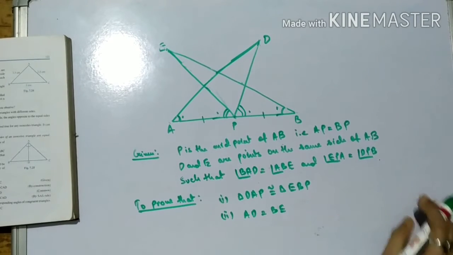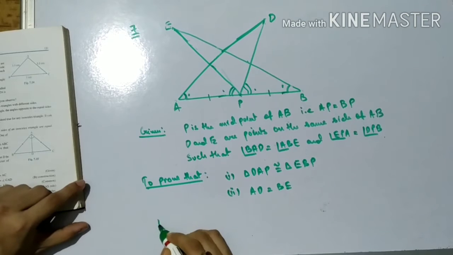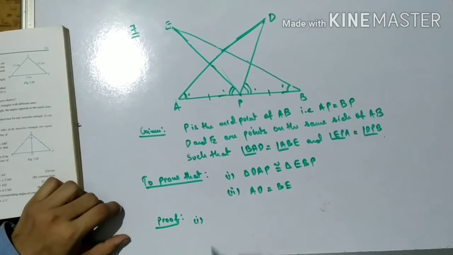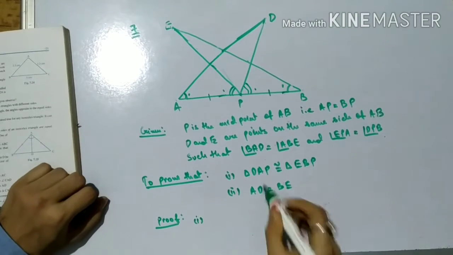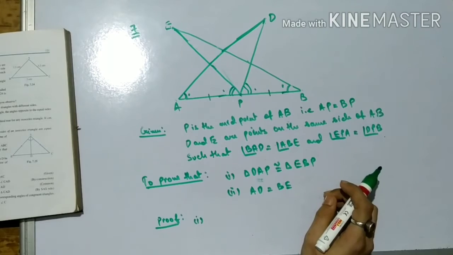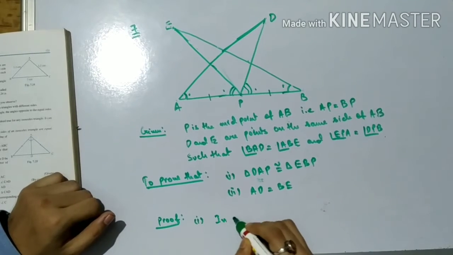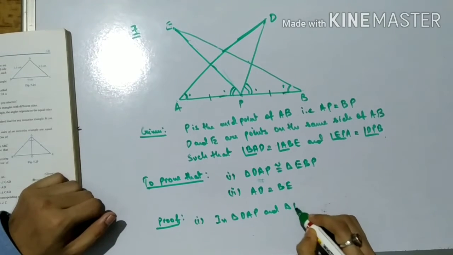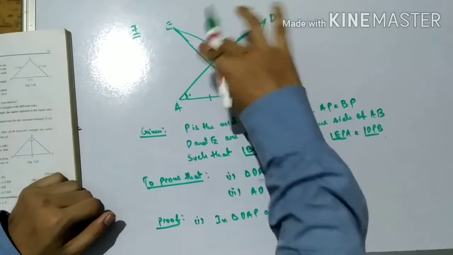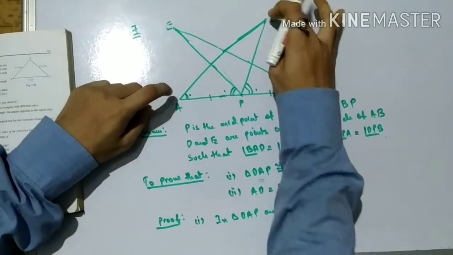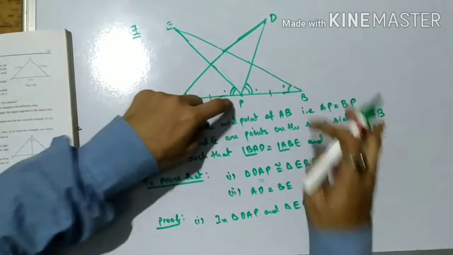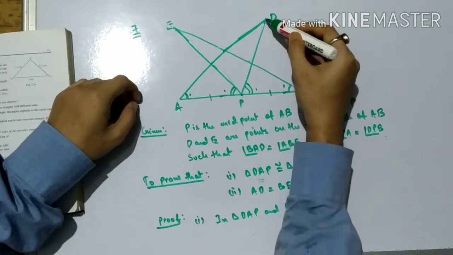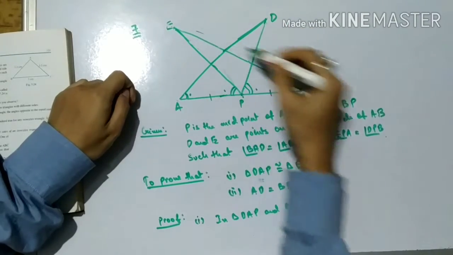Now I will start the proof. First one I will prove here. So these two triangles I have to show congruent. So first of all, I will take triangle DAP and triangle EBP, these two triangles.